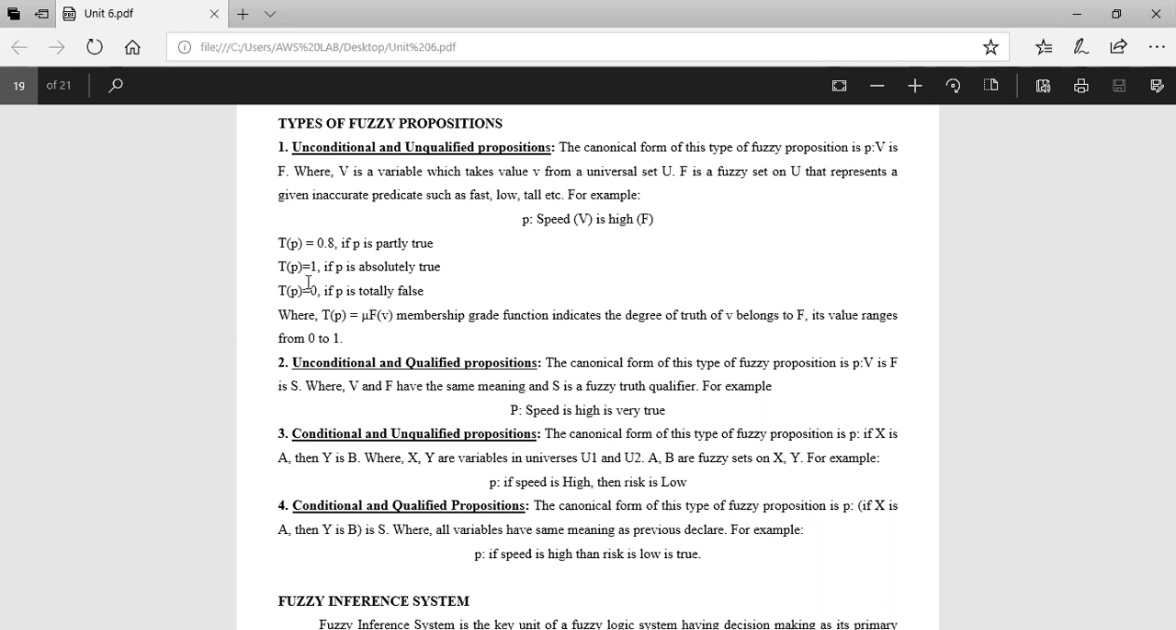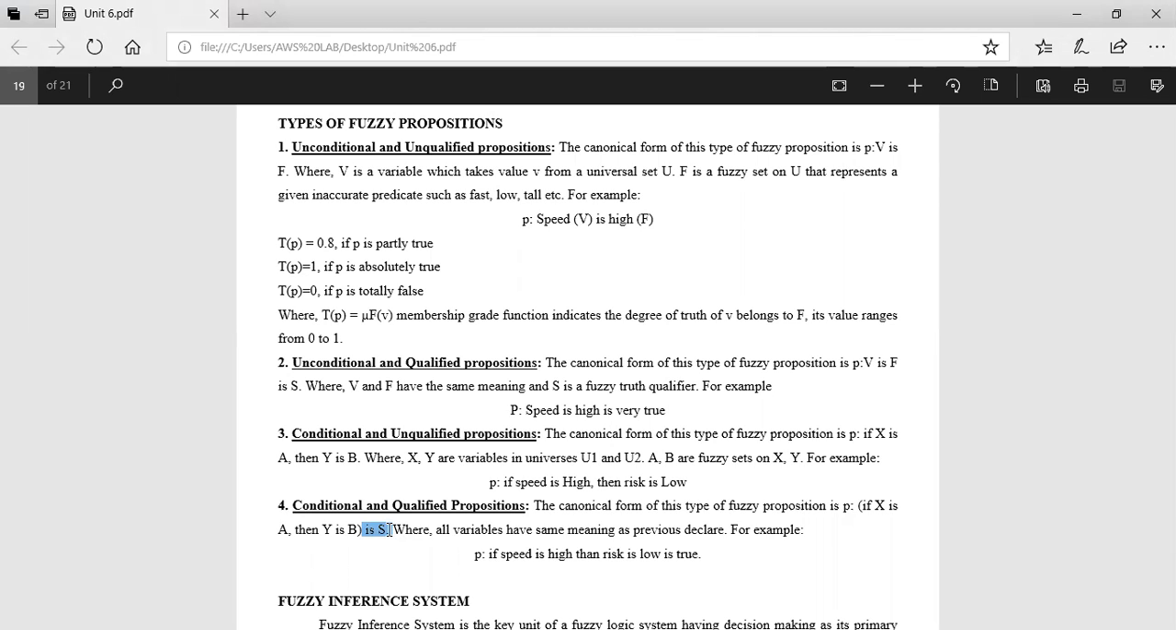And the last one is conditional and qualified prepositions. See, the canonical form of this type of fuzzy preposition is P colon if X is A then Y is B is yes. ఇక్కడ డిఫరెన్స్ ఏంటి అంటే ఇది ఒకటి యాడ్ అవుతుంది. పైన if X is A then Y is B అని చెప్తారు. ఇక్కడ కొత్తగా యాడ్ అయ్యేది ఏంటి అంటే is yes అంటున్నాం, where all the variables have same meaning as previous declared.